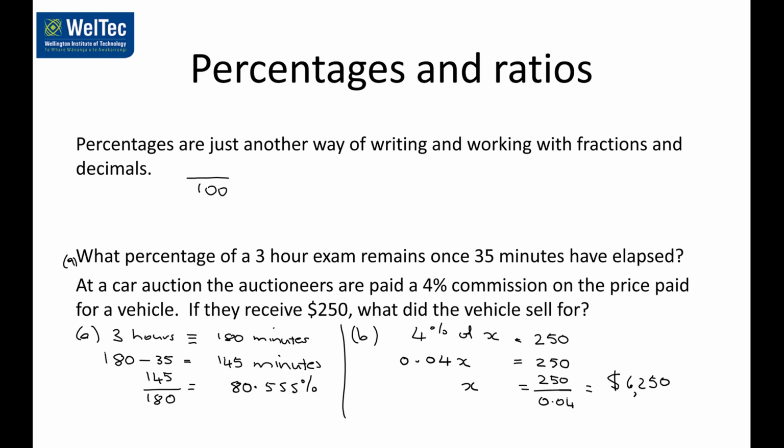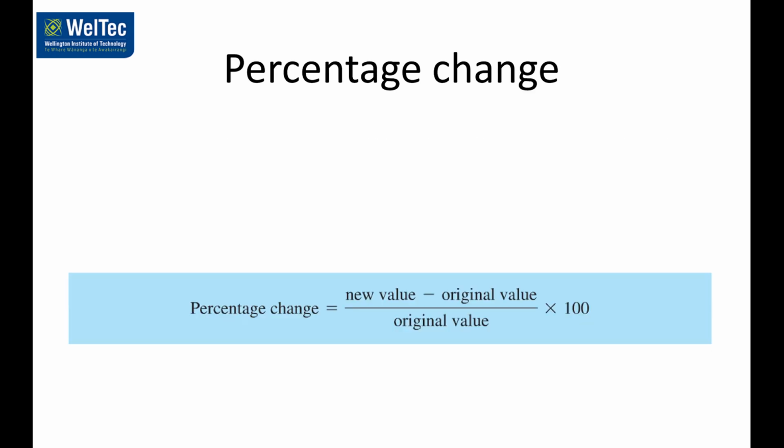$6,250 is the cost of the vehicle. The percentage change formula is a really useful one to know if you're looking at something that's changed in price, changed in length, changed in temperature, and so on. Suppose you have something that original price was $135 and it's now $149.99. So that's the new value. What's the price gone up by?